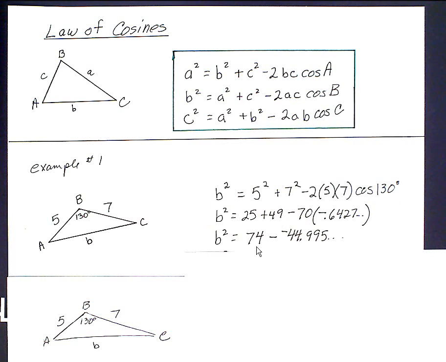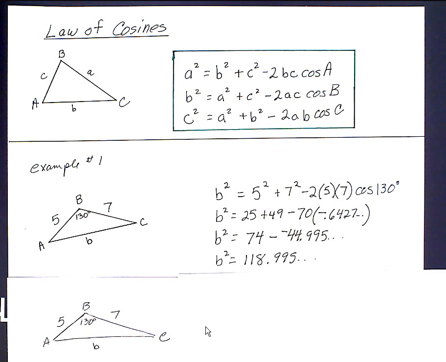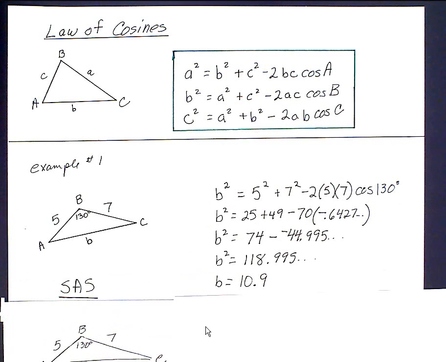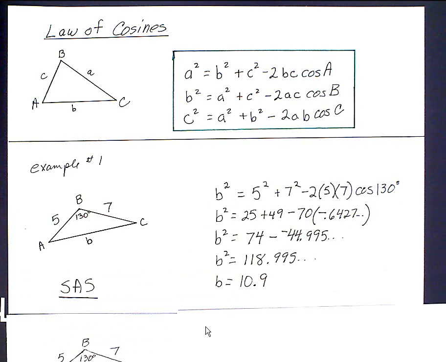B squared is going to equal 74, which is 25 plus 49. The double negative here is going to make a plus 44.95, which is 118.995. Leave all that number in your calculator as you're working through. Take the square root of both sides, and you're going to get that side B is about 10.9. Once you know side B, you can now find angle A or angle C by going to law of sines, okay?